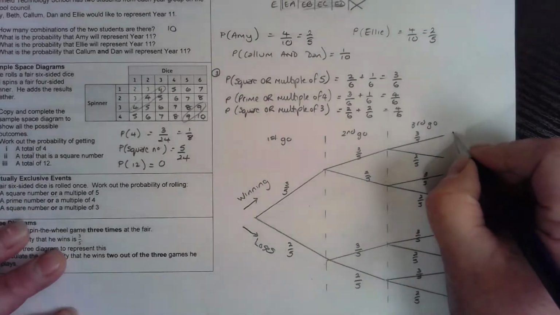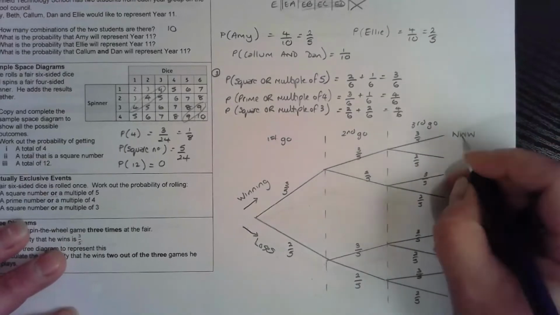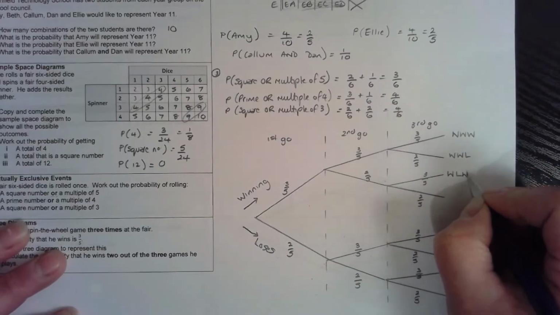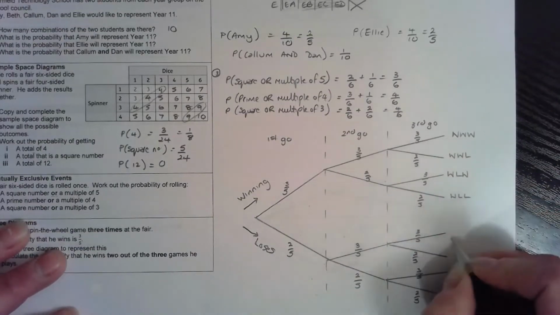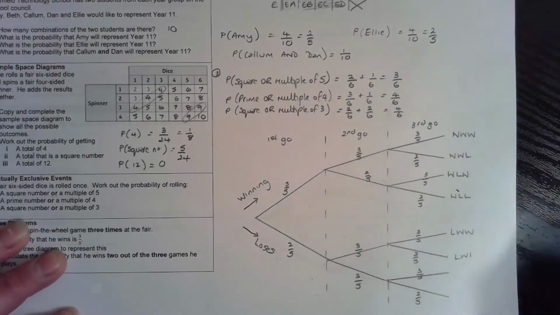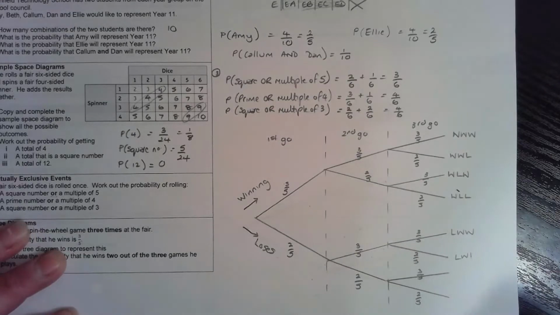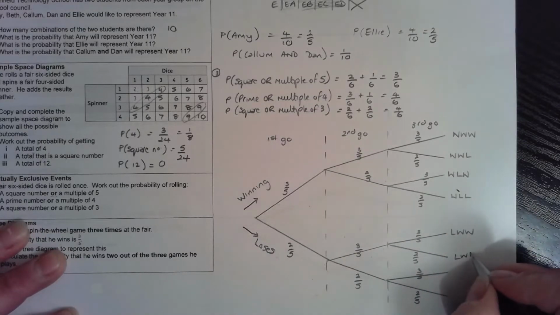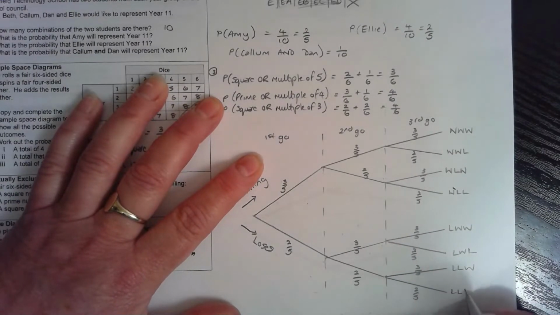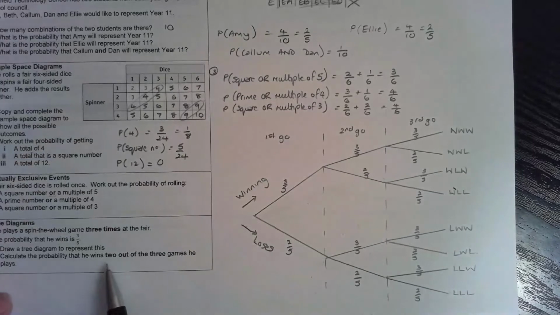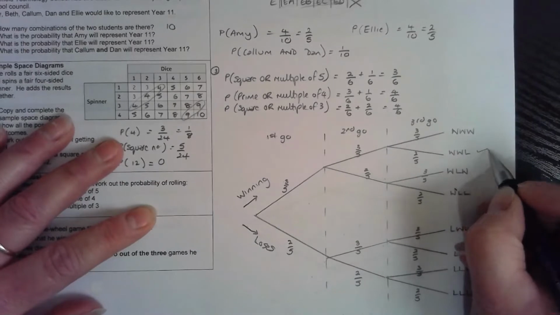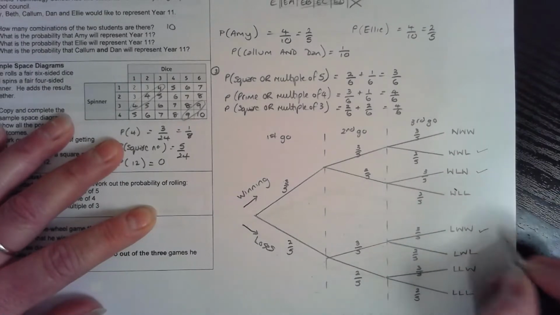So this will be win, win, win. This will be win, win, lose. This will be win, lose, win, and so on. Lose, win, win, lose, win, lose. Lose, lose, win, lose, lose, lose. And you can see, if I want to identify that he wins 2 out of the 3 games, that's this branch, and this branch.